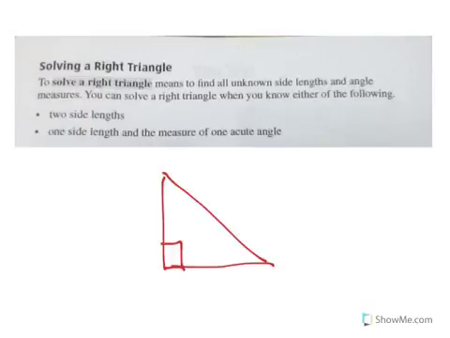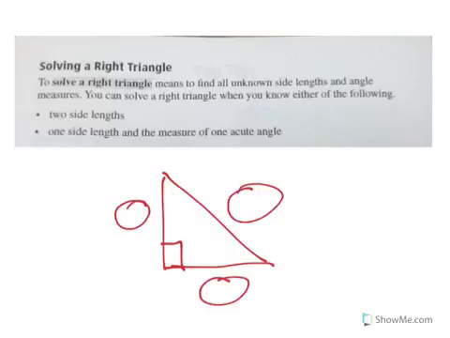Next, we're going to be solving for a right triangle. When you solve for a right triangle, basically what you're doing is you would have the lengths of all three sides. We know that one of our angles is 90 degrees, but you would also end up getting the measurements for both of the other angles. So basically you would have the lengths of all three sides and the measurements for all three of your angles for solving a right triangle.